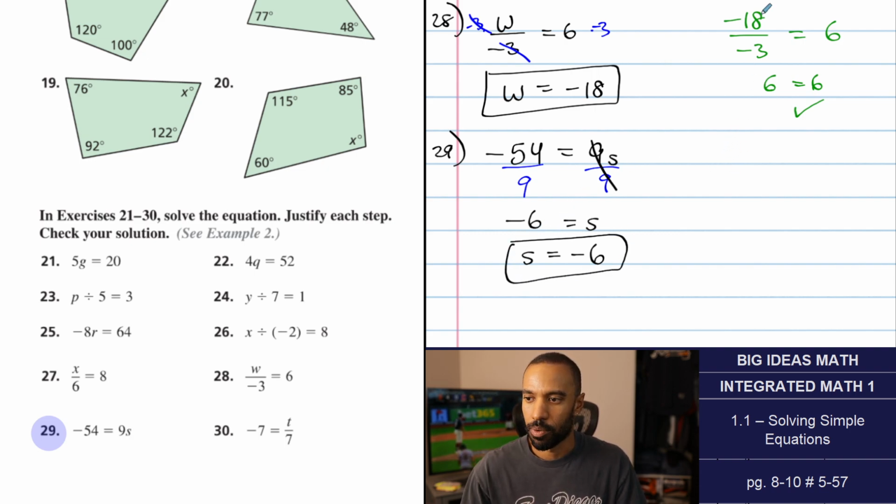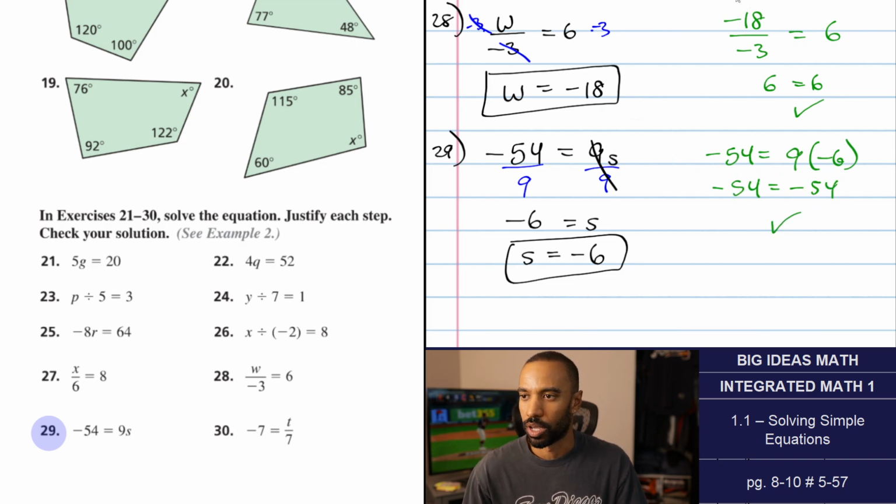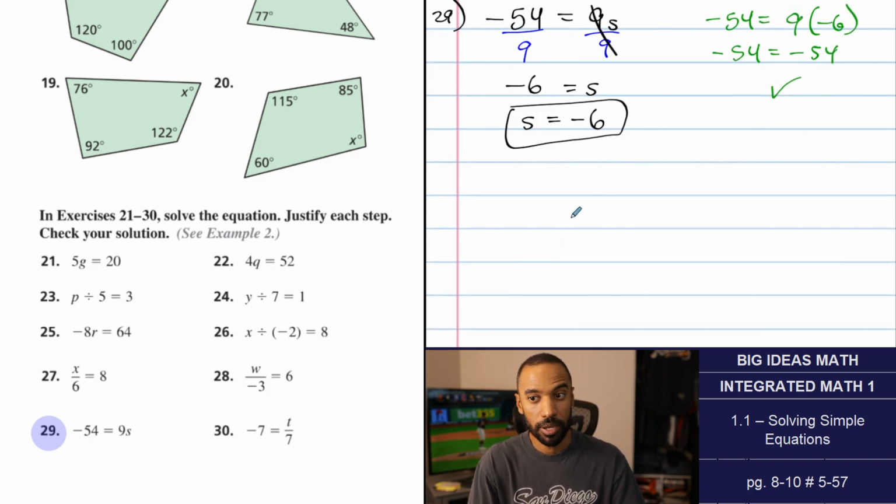Let's double check that one. Parentheses go in place for substitution. 9 times negative 6 is negative 54. We're good. Assuming my double checks are on point, I haven't made a mistake. I feel confident in my algebra here.